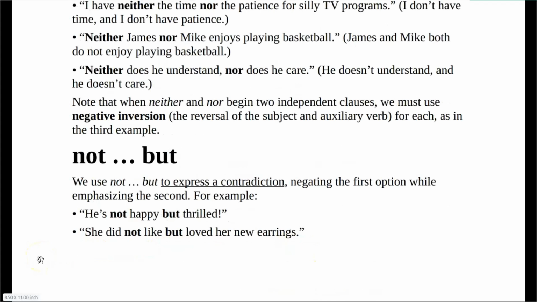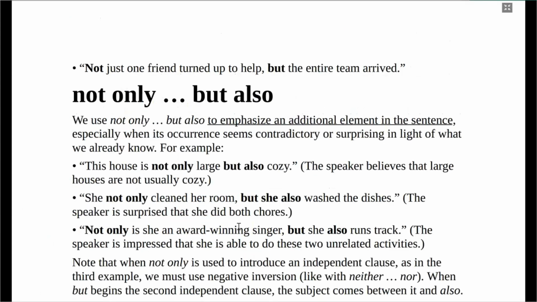Now, the next one is not but. We use not but to express a contradiction. That contradiction is negating the first option while emphasizing the second. For example, she is not happy but thrilled. She did not like but loved her new earrings. Do you understand? So it's negating the first one and saying, okay, the second option, we are emphasizing it. That's what it means. Not just one friend turned up to help, but the entire team.